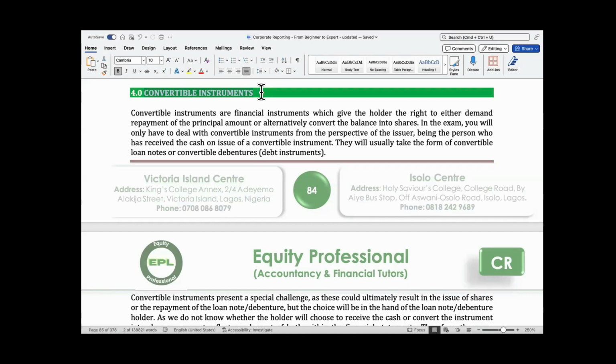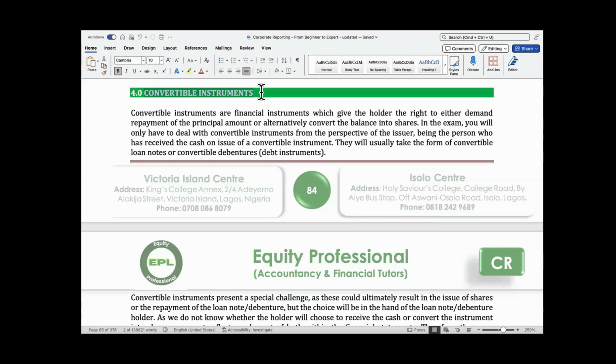But the fact that it has the potential of being converted to equity, should the investor decide or agree to convert. We don't know right now. We are not sure whether it would convert or not. We don't know. For that reason, we will need to consider elements of the two.